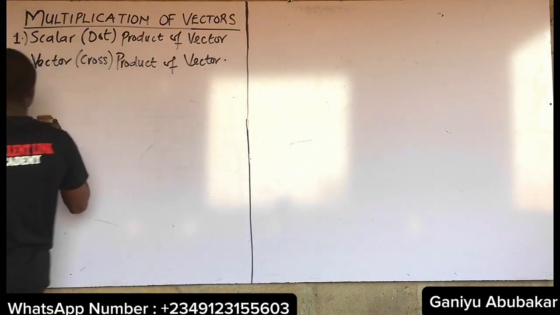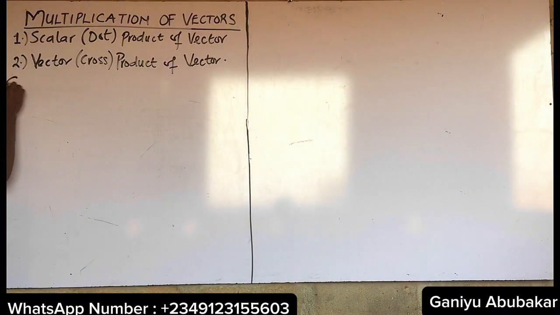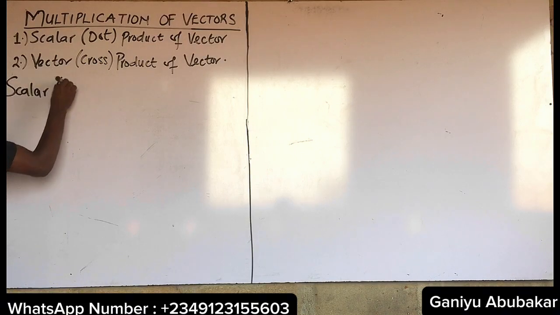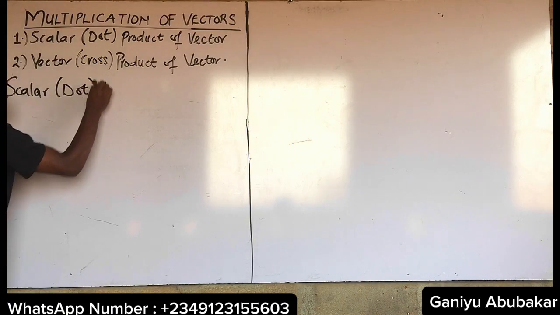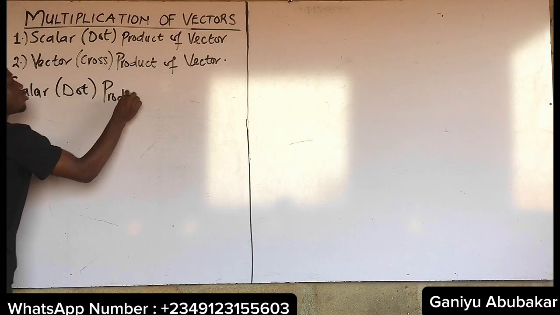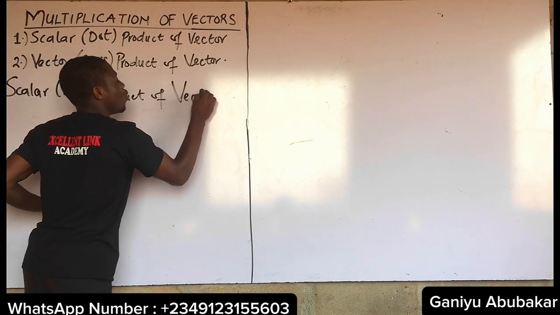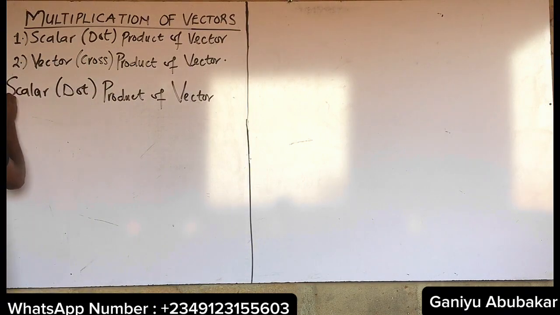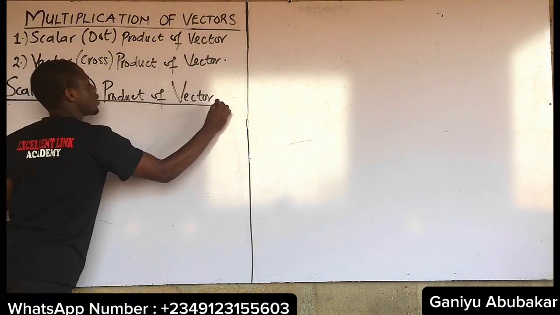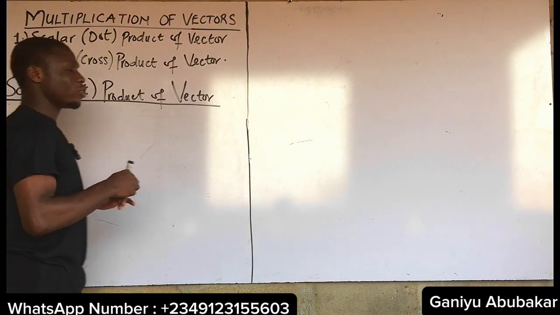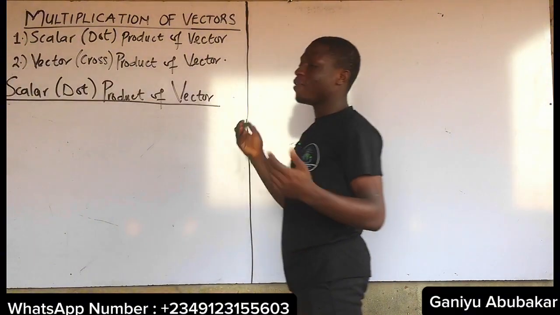So let's start with the first one, called scalar or dot product of vectors. When it comes to scalar or dot product of vectors, how do you multiply vectors?